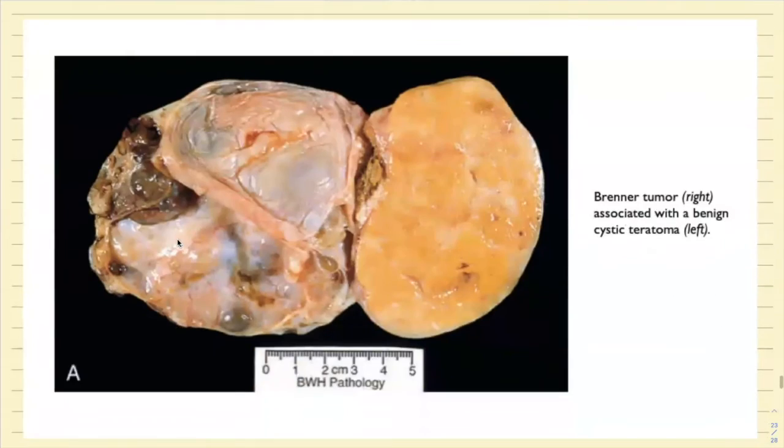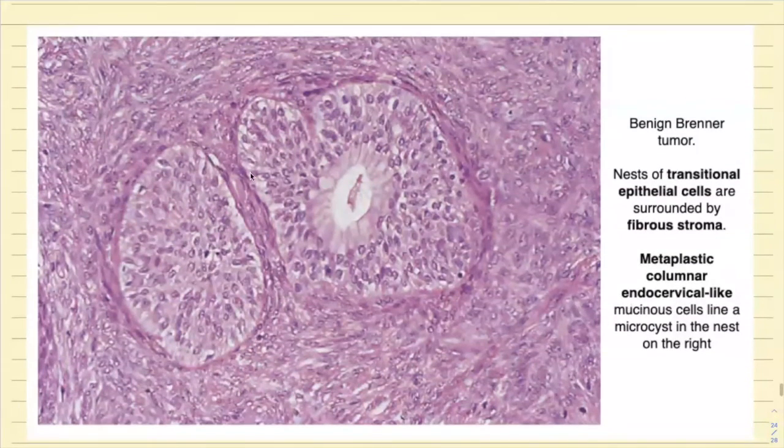So let me show you a diagram. Can you see over here? This is the classical transitional epithelial cell that we can appreciate. This is the nest of transitional epithelial cells. And what is surrounding them? This is your fibrous stroma. Also, sometimes you can see some cells which have undergone metaplasia. From transitional-like cells, they have become endocervical-like mucinous cells, as we can appreciate over here.